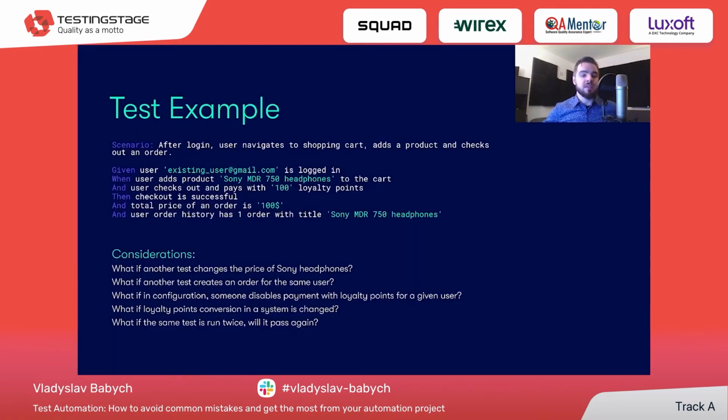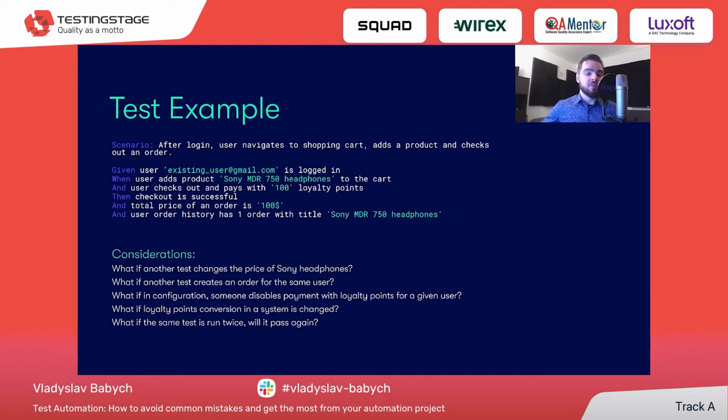So let's see an example of test isolation. Actually, it's an example of incorrect test isolation. This is an example of a test written in SpecFlow. This is Gherkin syntax. And let's say we have a simple scenario that after login, our user navigates to the shopping cart, adds a product and checks out an order.